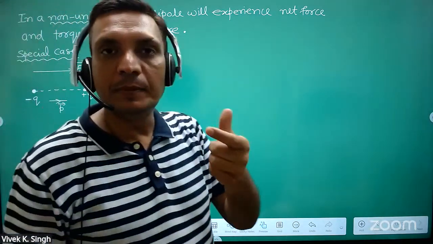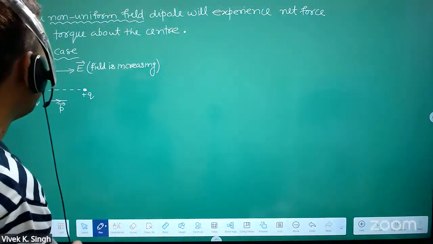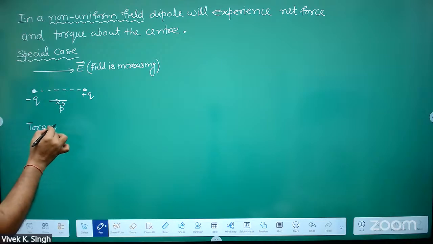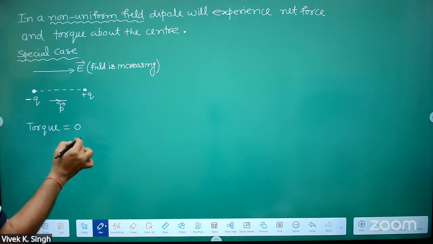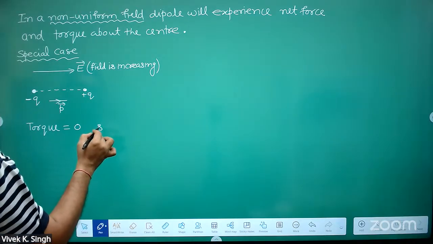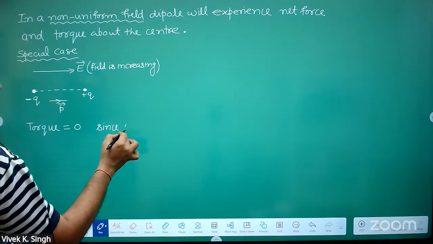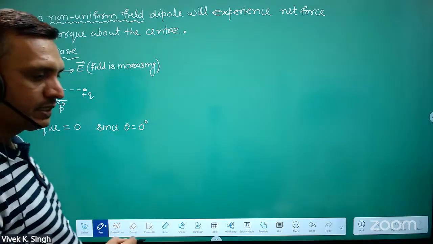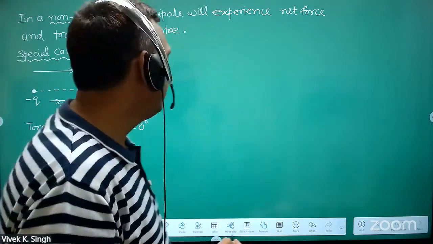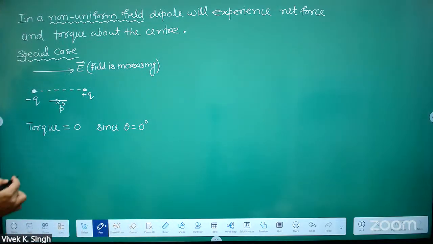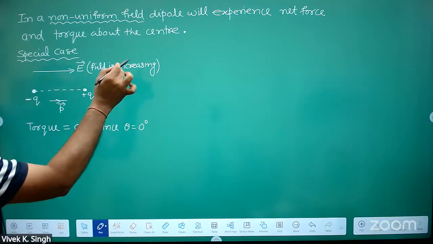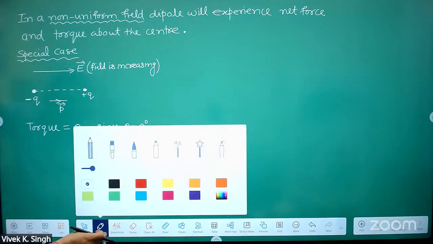So the dipole and field direction are the same. So torque will be 0. There is no torque experienced by the dipole, since angle theta is 0 degrees, because P and E are in the same direction. So sin 0 value will be 0. Now what? There will be net force because in this direction, field is continuously increasing.